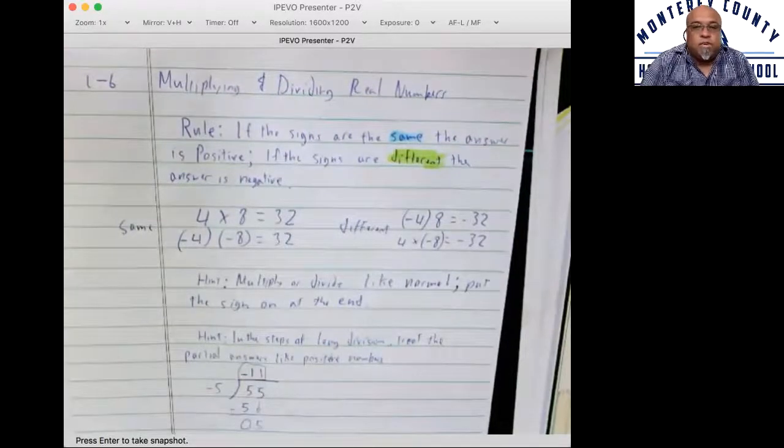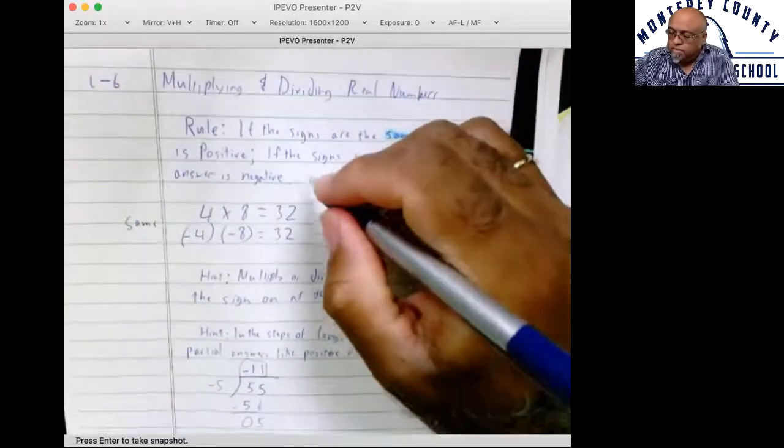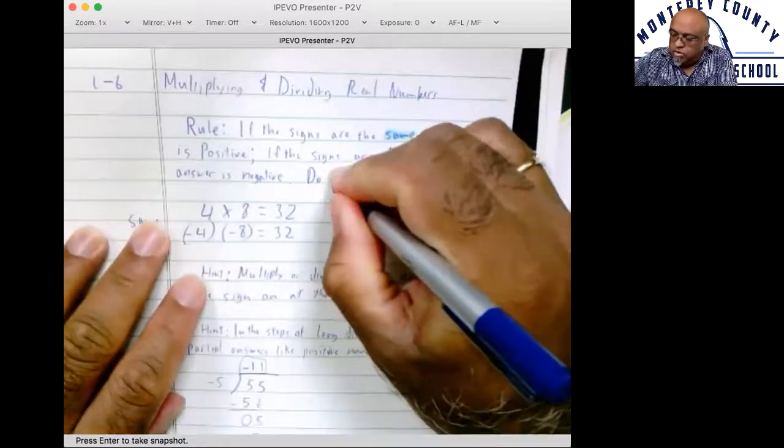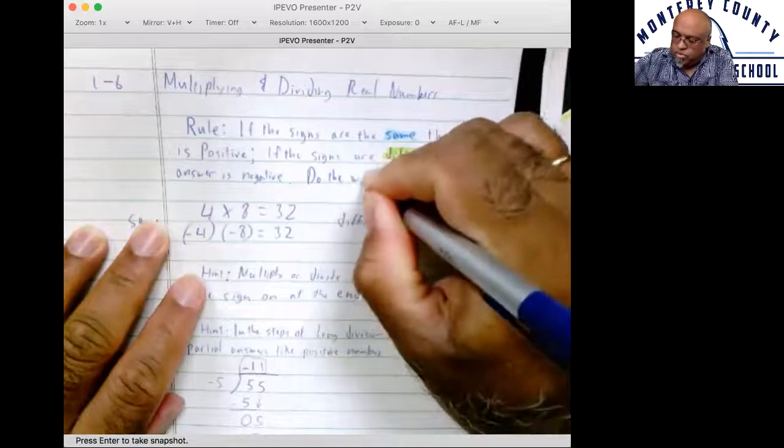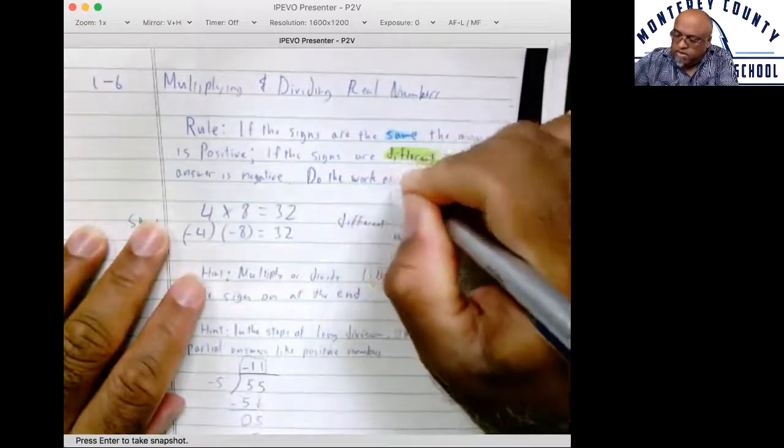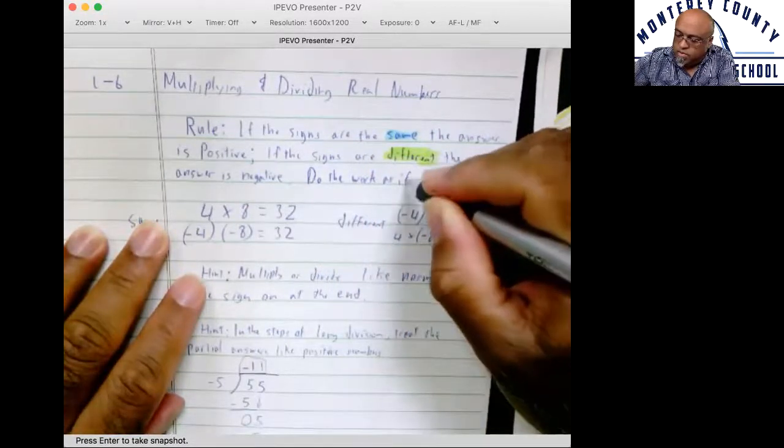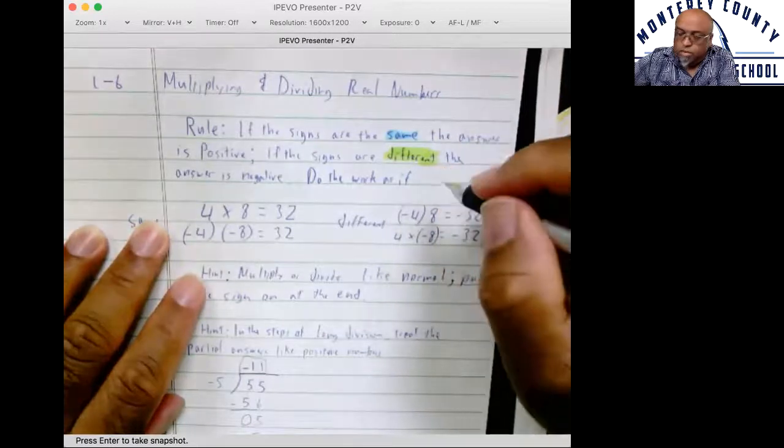If the signs are the same, meaning they're both positive or they're both negative, then the answer is positive. Even if they're both negative, the answer is positive. If the signs are different, then the answer is negative. Now, in addition to that rule, I just want to make a little statement here. Do the work as if the numbers were both positive.